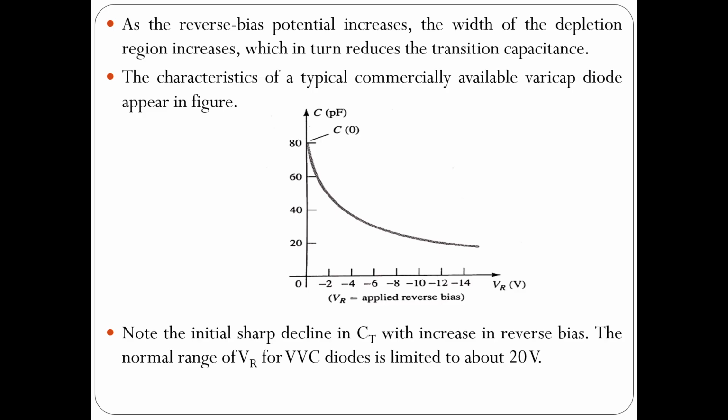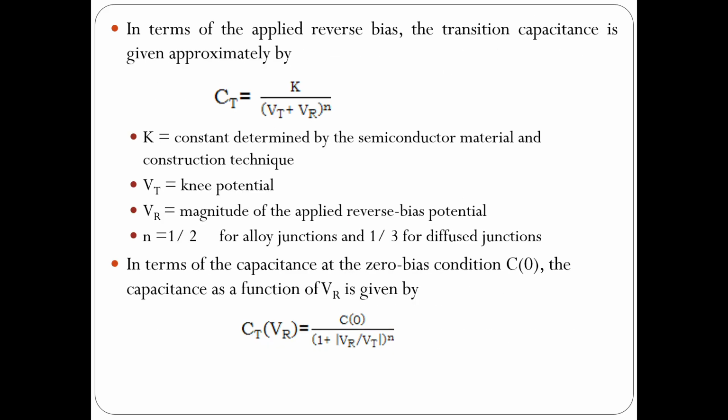These are the characteristics considering applied reverse voltage on the x-axis and the capacitance values on the y-axis. We can draw the same characteristics. This is the mathematical expression of total capacitance: C is equal to K divided by (Vt plus Vr) to the power n. So Vt is the knee potential, and Vr is the magnitude of the applied reverse bias potential.